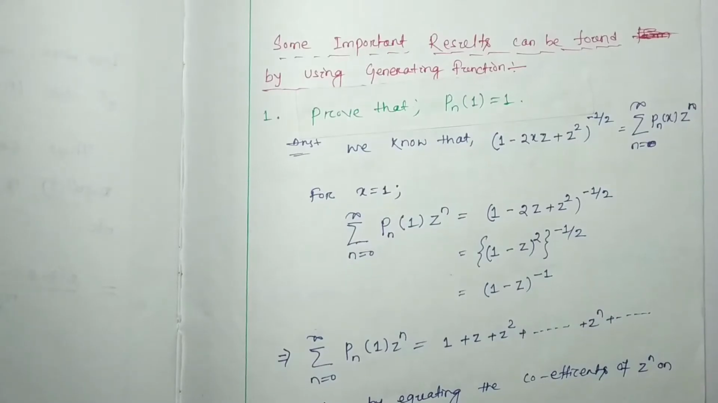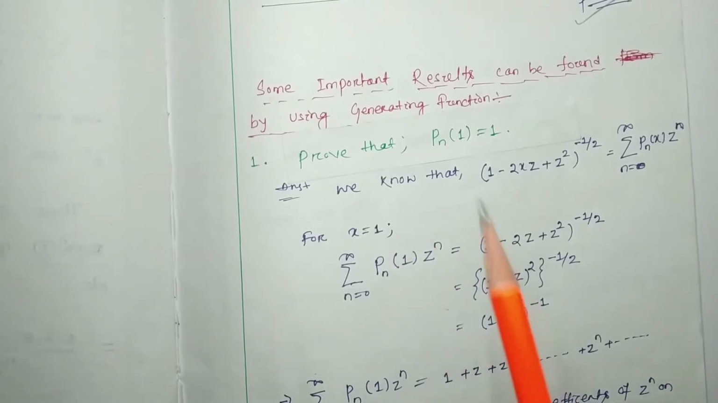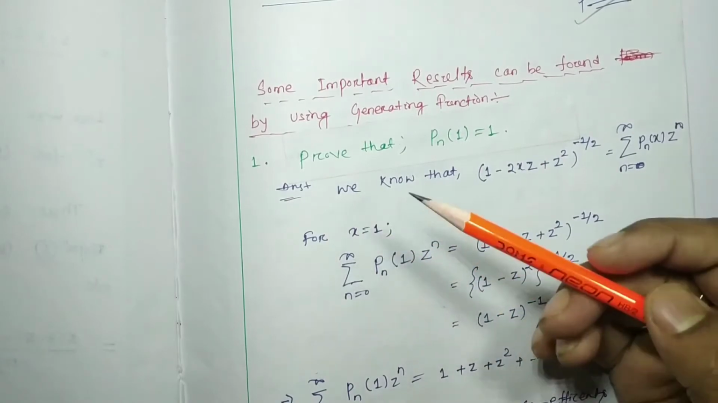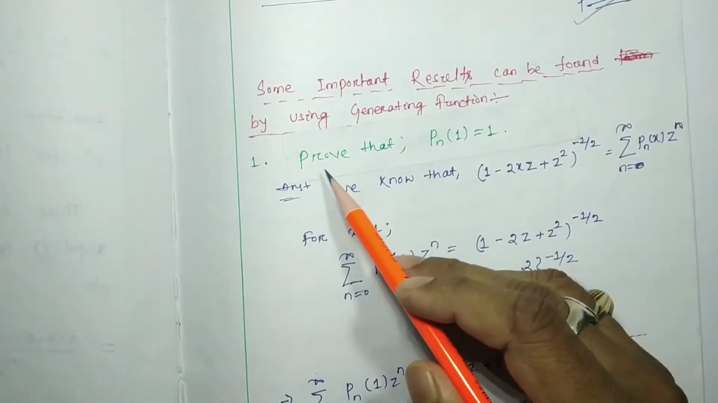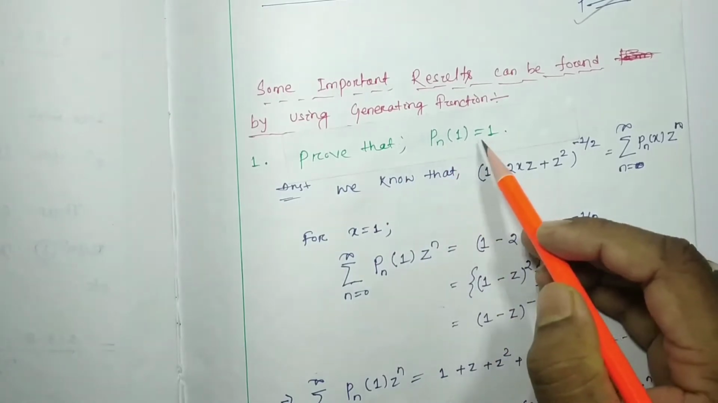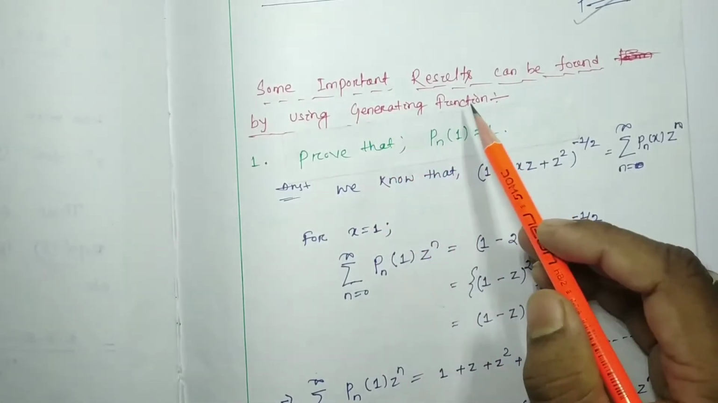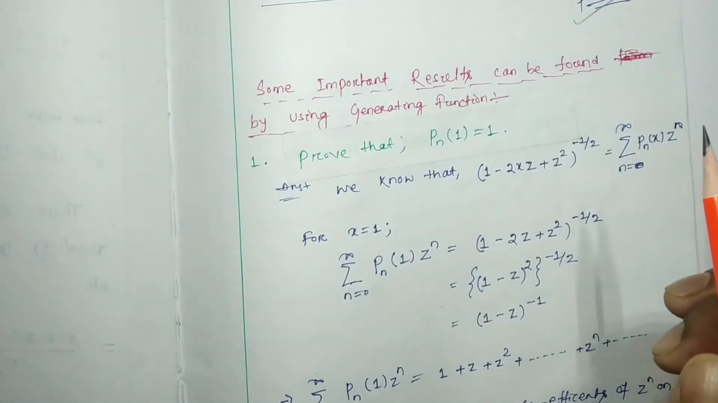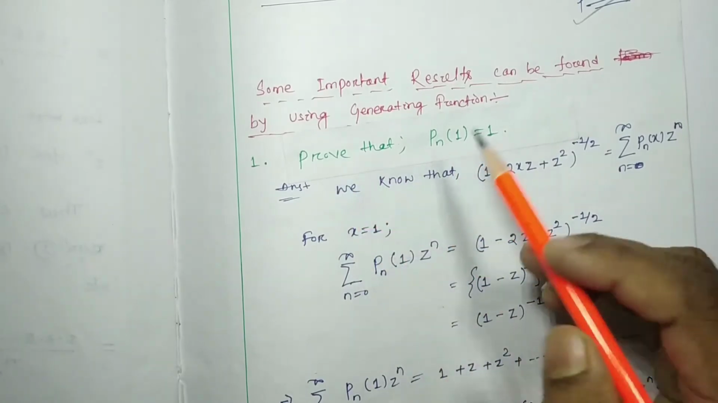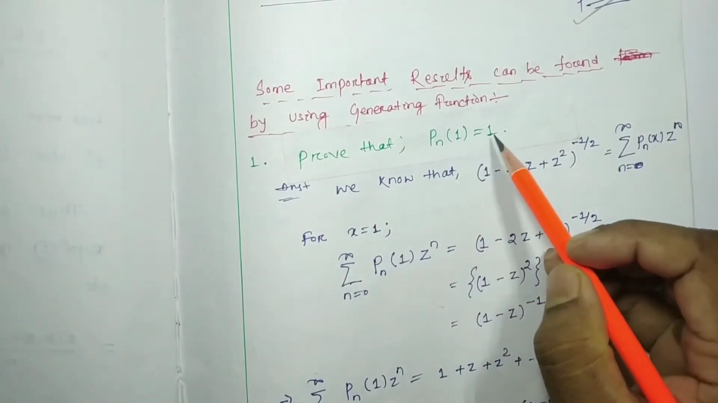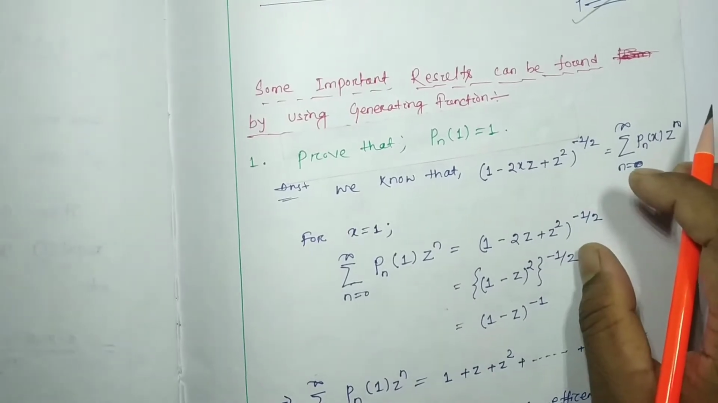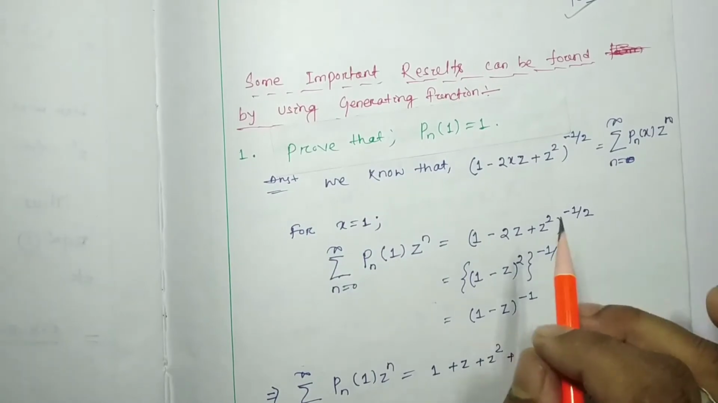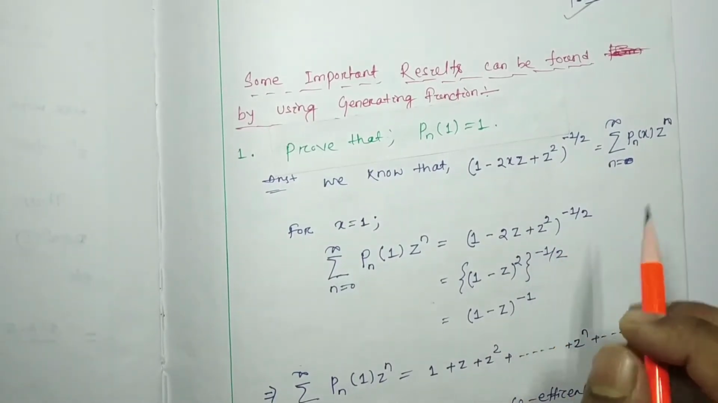Now, using that generating function we are going to get some important results. Sometimes it is asked as a question like: prove that Pn(1) is equal to 1 by using the generating function of Legendre polynomial. Like that the question can be asked in your exam. So in this format I have written: prove that Pn(1) will be equal to 1. The answer I am doing step by step; you just carefully watch, pause the video and write the note.